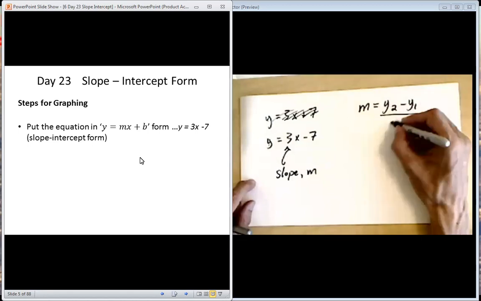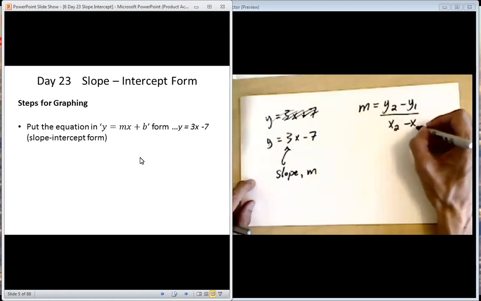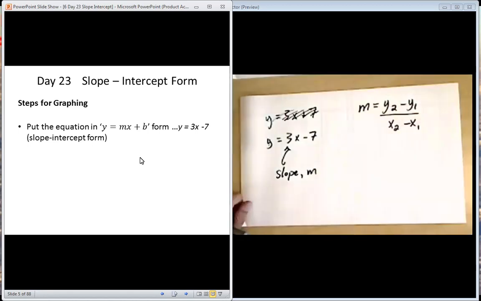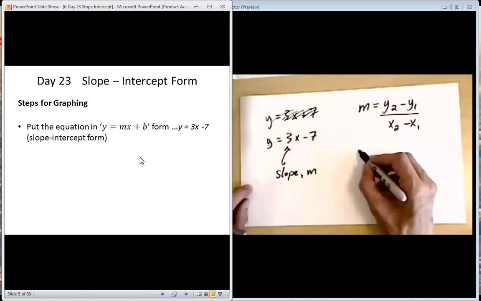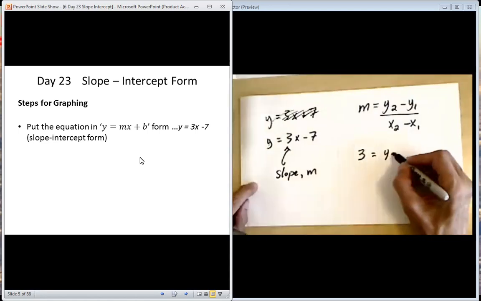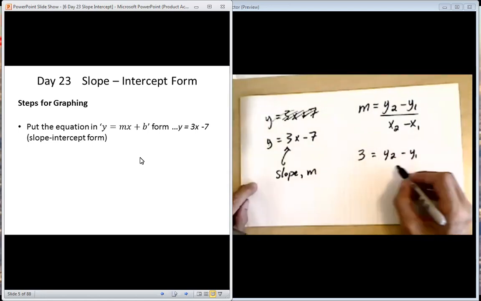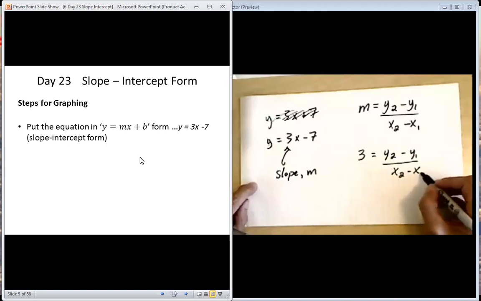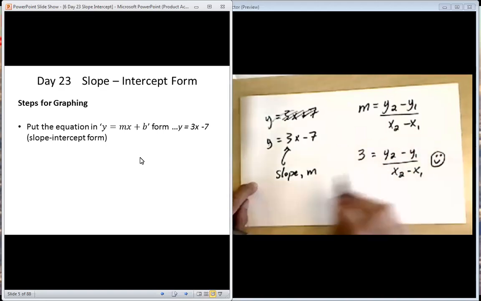Y2 minus y1 over x2 minus x1. So can we say this, that the slope is equal to y2 minus y1 over x2 minus x1? And the answer is, yeah, we can. Absolutely.